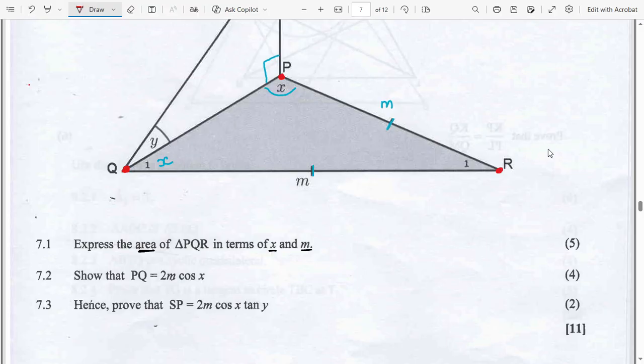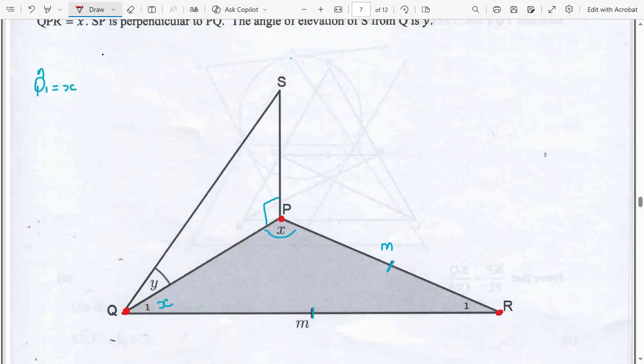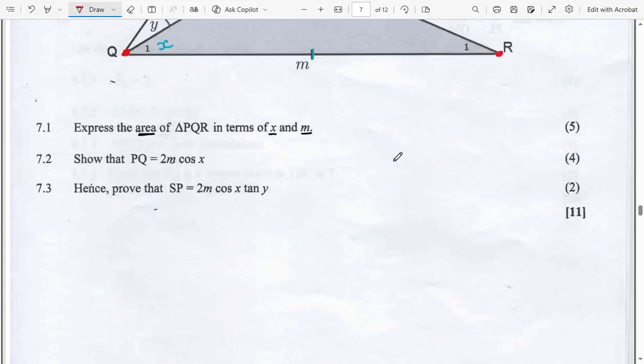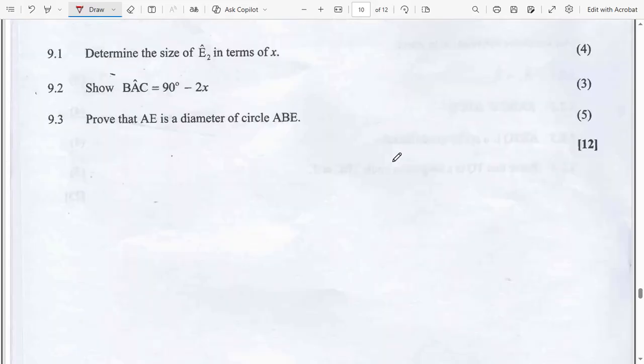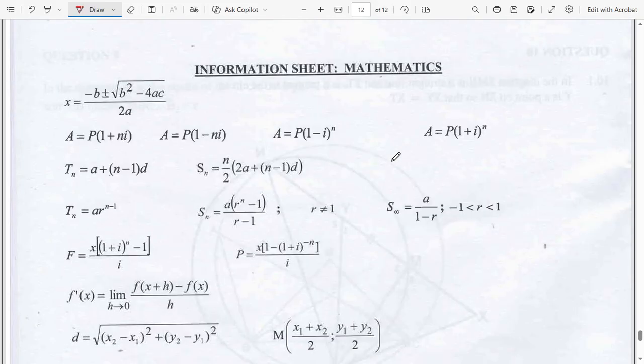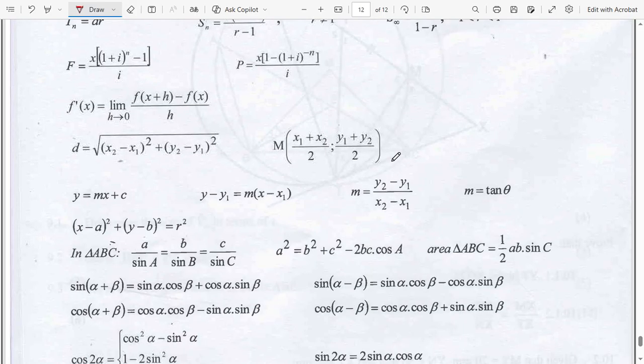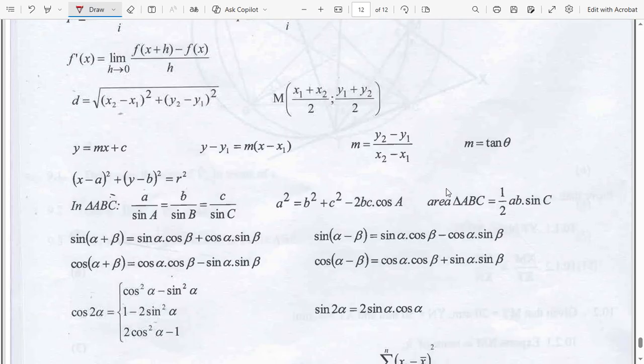And when you answer this, you need to tell the marker which triangle you are working on. So for this 7.1, I'm going to tell the marker that in triangle PQR, remember the area of a certain triangle. You first have to go to your formula sheet and read. Let me check if we do have the formula for area on the formula sheet. Okay, there it is. Look at this. The area of a certain triangle, it's half AB times the sine of angle C.